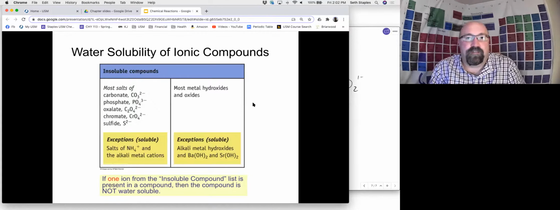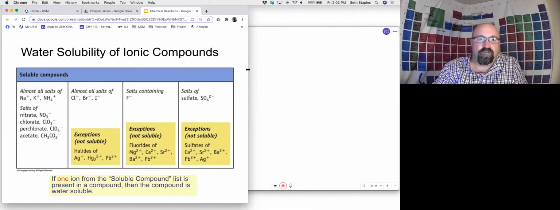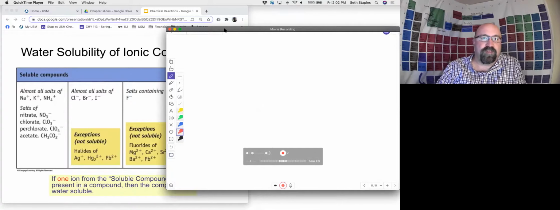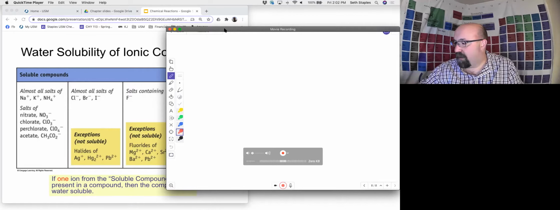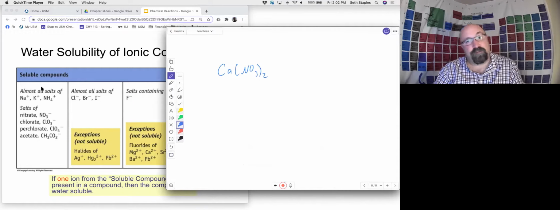Okay, I thought I had some examples there, but I didn't. So let's come back to our list of soluble compounds just a little bit, and let's look at a couple examples, so you can try to determine if something is soluble or not. Let's look maybe at calcium nitrate. Soluble or not? Right, it is soluble. Hopefully some of you said that.